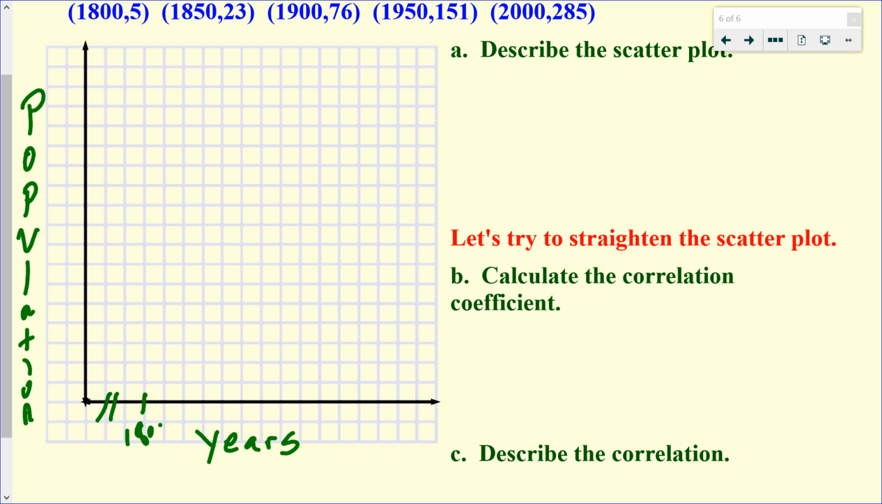So 1800, 1850, 1900, 1850, 1900, 1950, 2000.